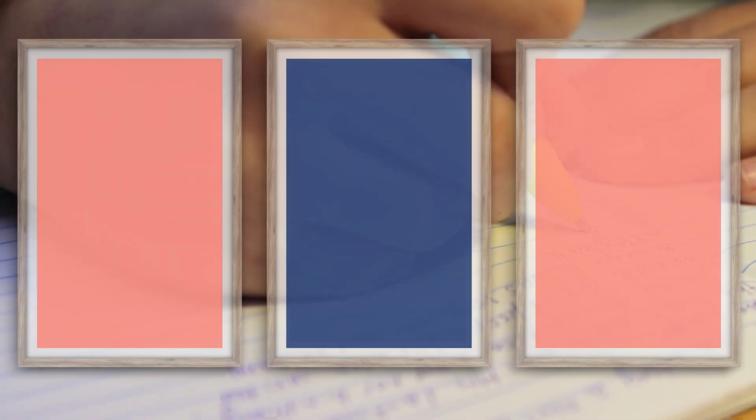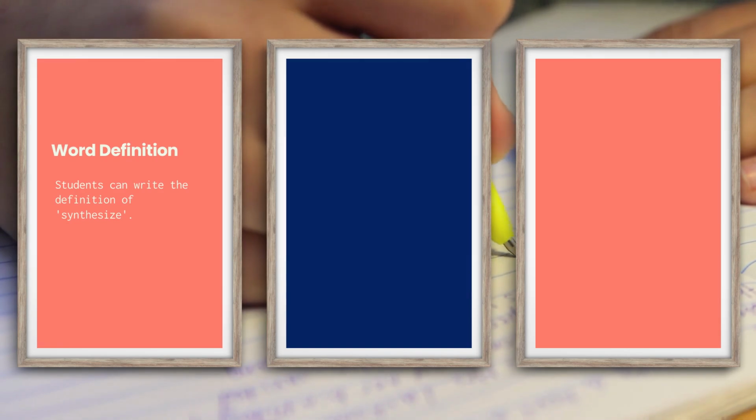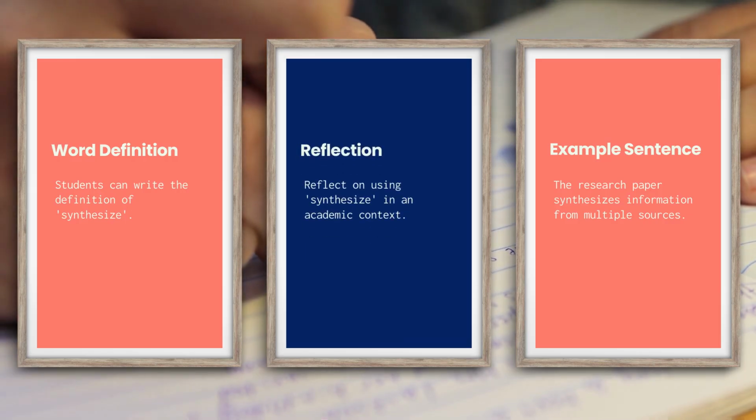Encourage students to have reflective and analytical vocabulary journals. Have students keep detailed vocabulary journals with definitions, example sentences, reflections, and personal connections. For example, for the word synthesize, students can write the definition, an example sentence like, the research paper synthesizes information from multiple sources, and a reflection on when they used the word in an academic context.